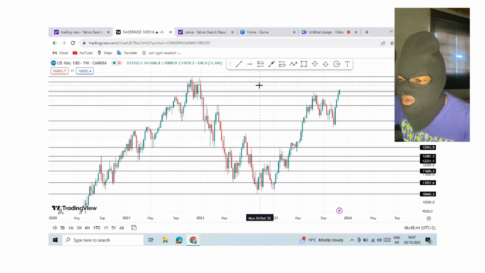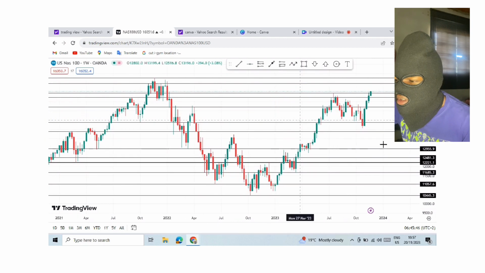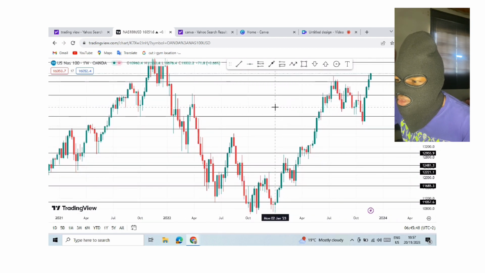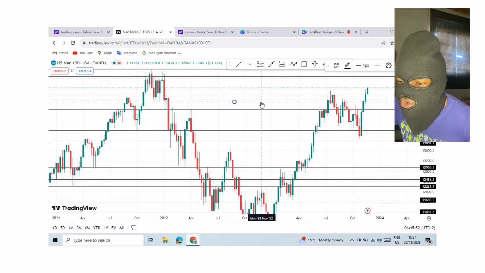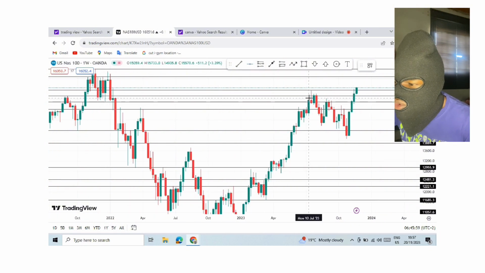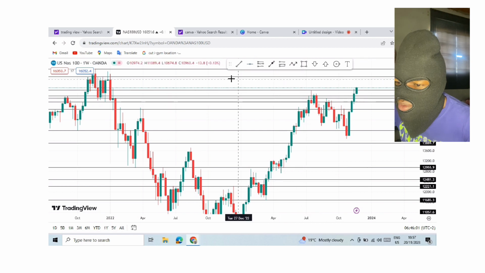And here is what I like to do, guys. Like I always say, I want you to make sure that you allocate these small zones. These small zones are very helpful, guys, because when we go to the smaller time frames, they are the ones that are going to be helping us a lot.